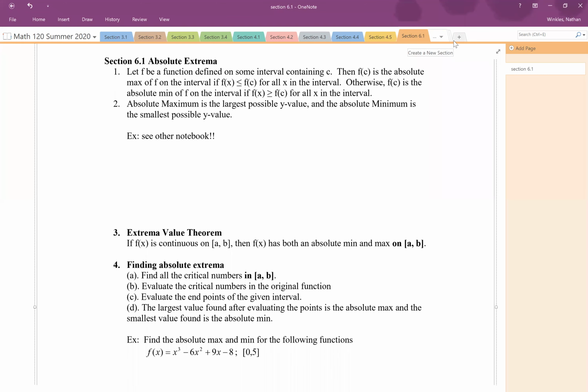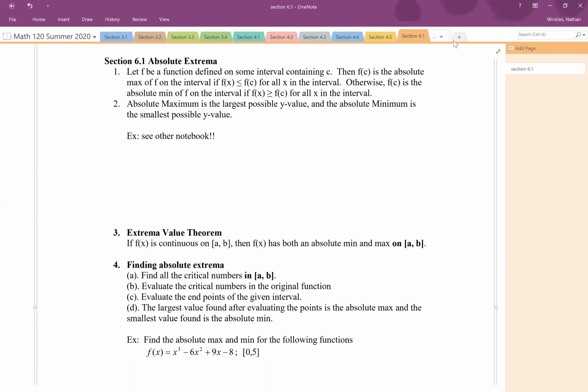Okay, so now we're going to talk about absolute extrema. So we've talked about relative extrema, we've talked about concavity, increasing, decreasing. We've talked about all those facets of what are our big things for relative max and relative min. Well, now we have what's called absolute extrema.